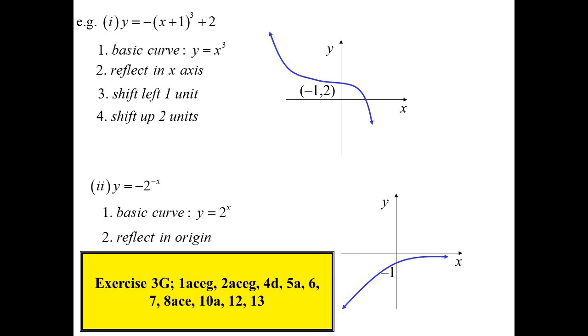Okay, so exercise 3G is looking at our translations and our reflections.